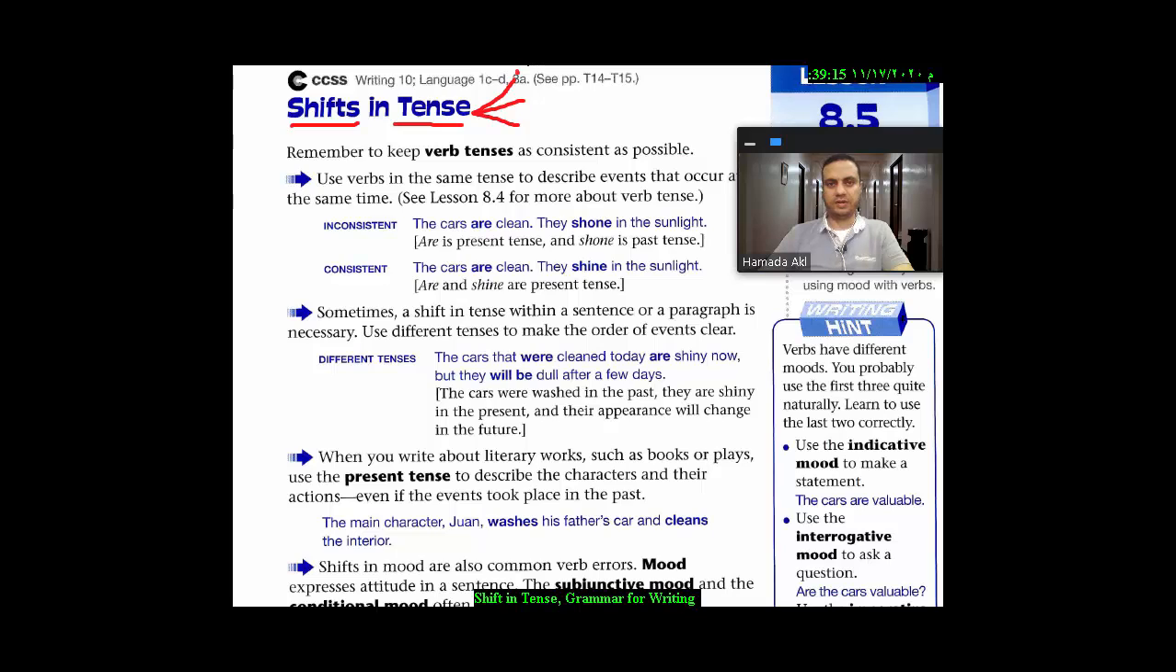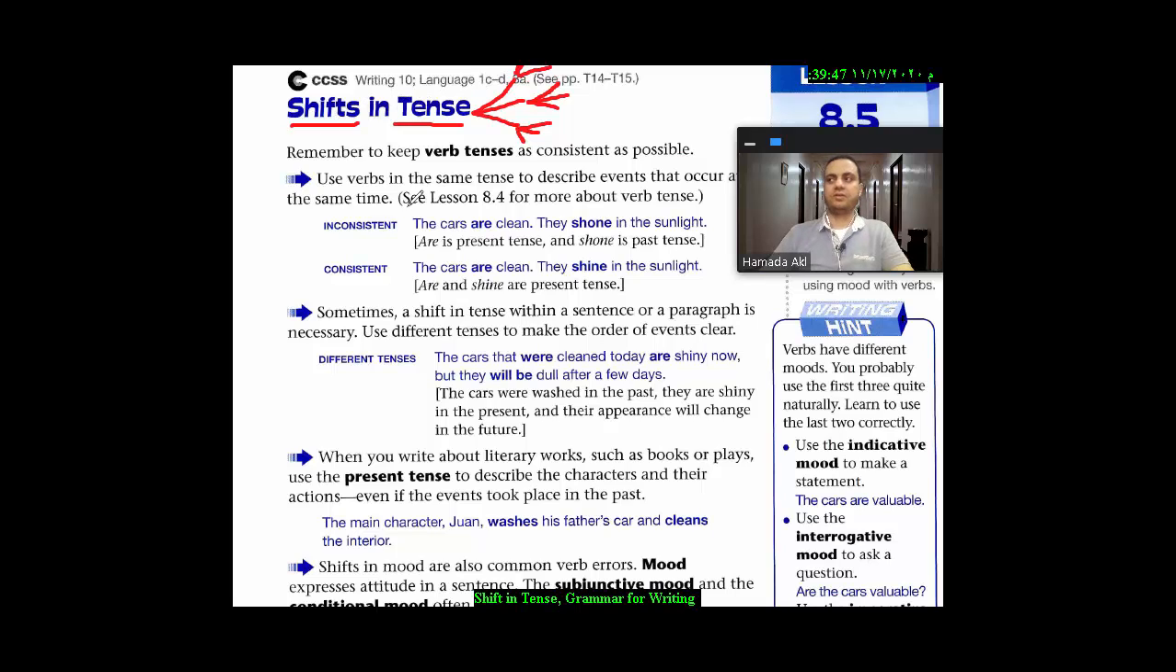The present can be present simple, present progressive, present perfect. The past can be past simple, past perfect, past progressive. Future simple, future perfect, future progressive. So we've got three main tenses, and each one is divided into three other tenses.